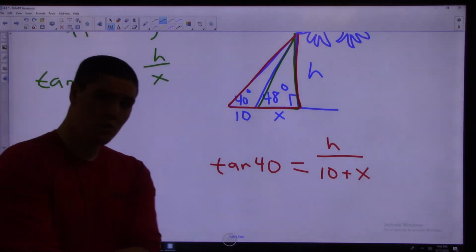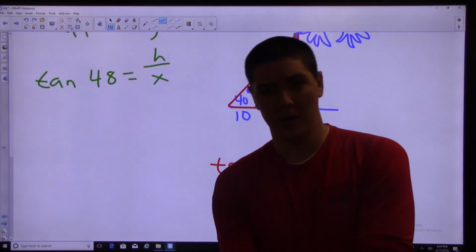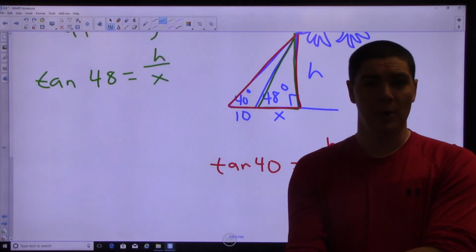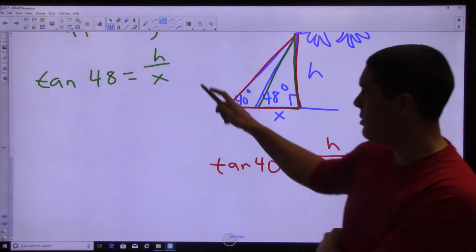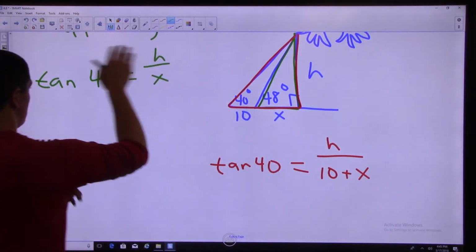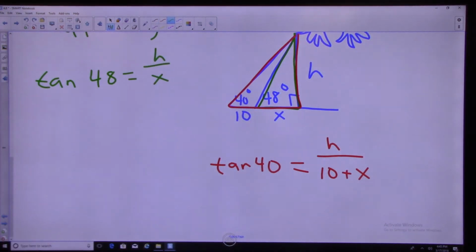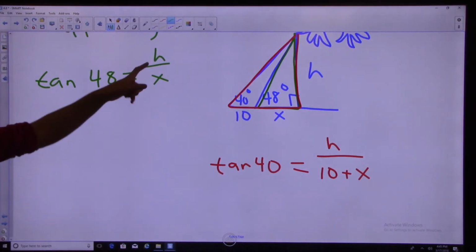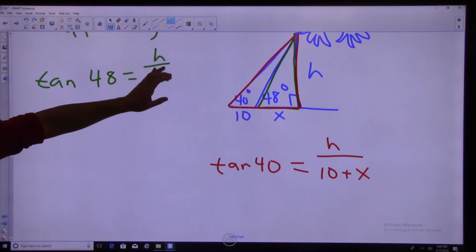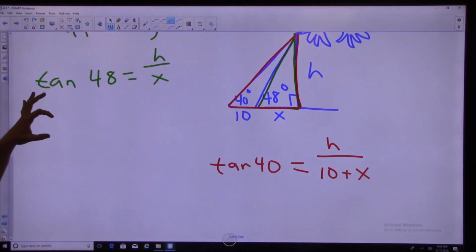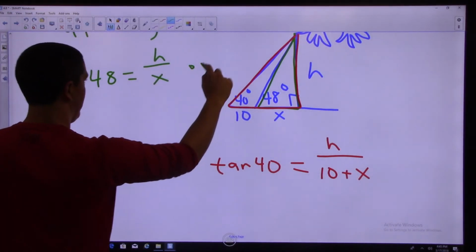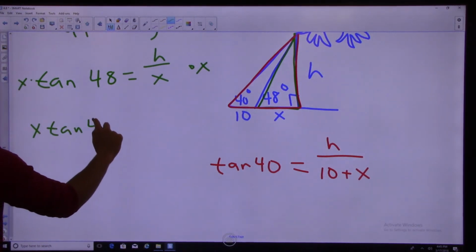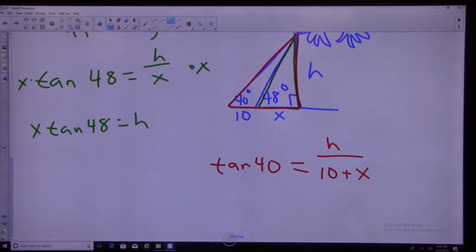Now, if we use substitution, we need to solve for one of the variables. We need to get h equals or x equals. And I'm going to try to do the easiest one that's up here, to make it as easy as possible for myself. So I'm going to solve for h in this equation. In order to do that, h is being divided by x right now, so I want to get rid of that division by x. What do we do to move that over? The answer is multiply by x. So we know x times the tangent of 48 is going to equal h.